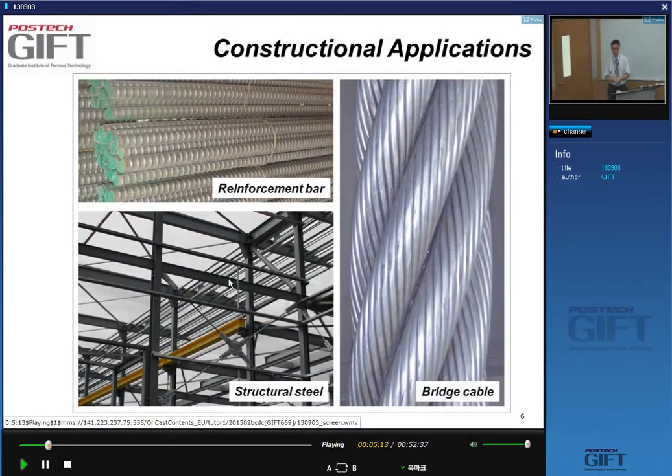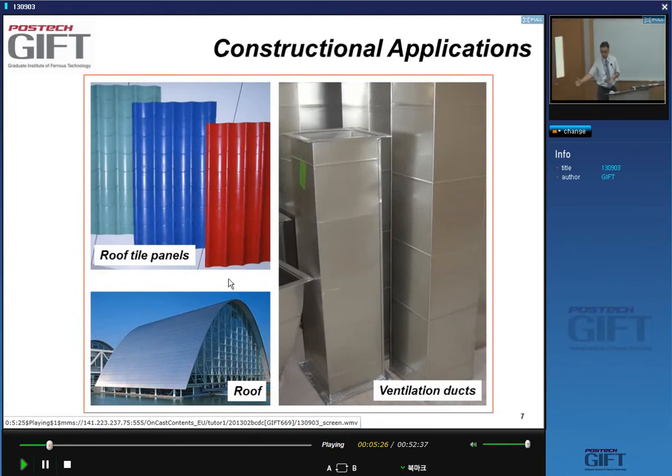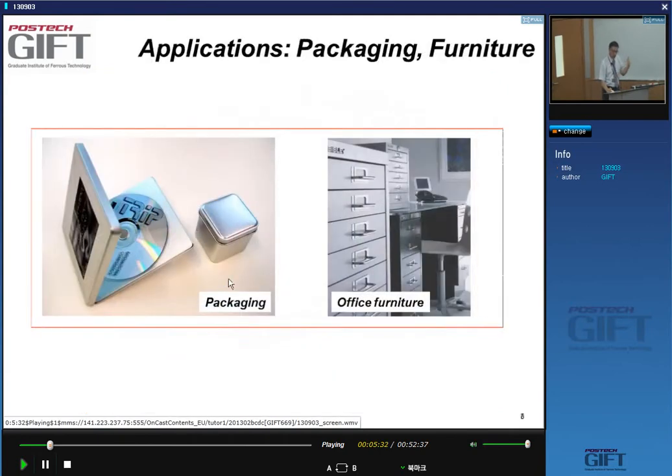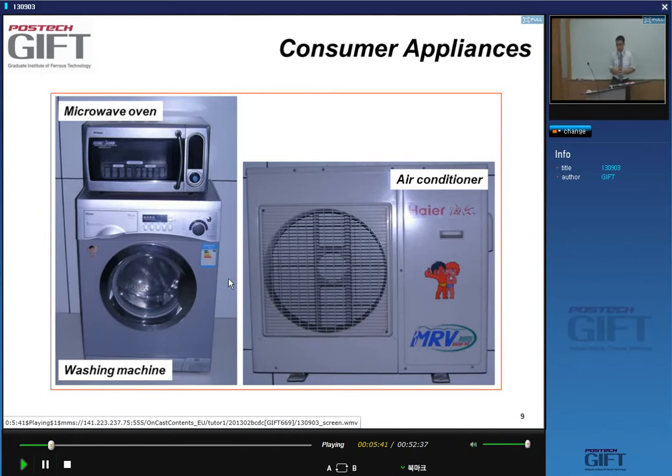I don't have to tell you this. Most of you are students at GIFT, so you know that steel is very widely used in constructional applications, going anywhere from rebars to roof tiles, in packaging applications, and manufacture of furniture. Consumer appliances, it's widely used. Examples all around us in air conditioning systems and kitchen equipment such as microwaves, washing machines, etc.